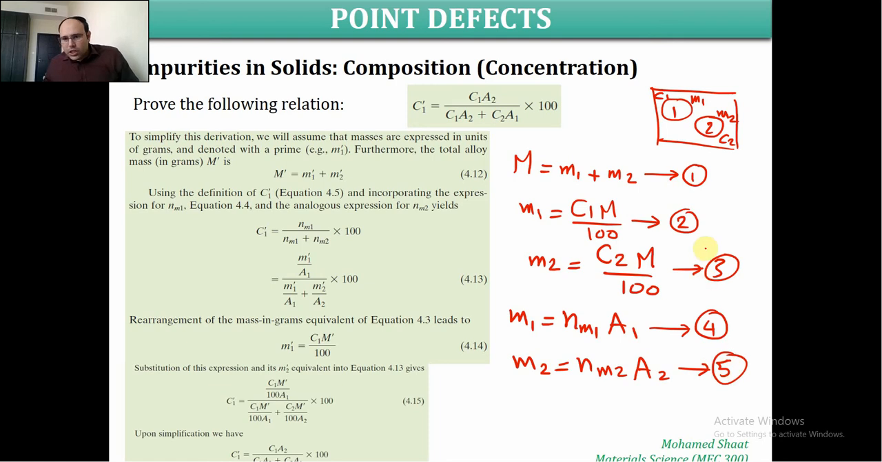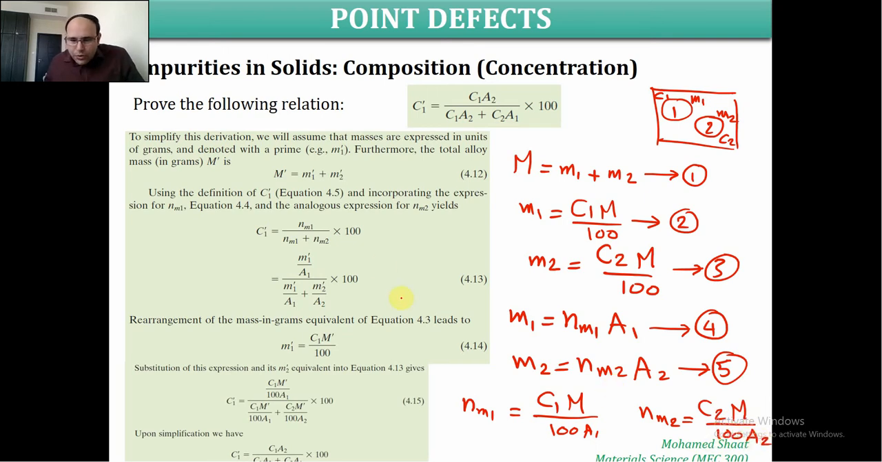So according to relations 2 and 3, 4 and 5, can we determine the relation between M1 and M2, because this is M1 and this is definitely M1. So can we determine the number of moles of element 1 in terms of the other things? Yes. If you just put equation 2 equal to equation 4, you're going to end up with C1 times M divided by 100 A1. Agree? The same thing, the number of moles of element 2 will be C2 times the total mass of the alloy divided by 100 A2.